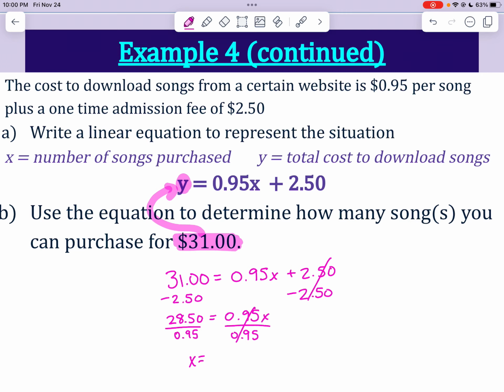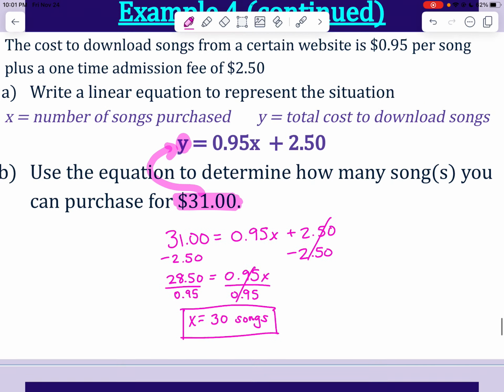So X is equal to $28.50 divided by 95 cents, which is equal to 30 songs. And I am going to put the units, songs, because it's not $30. We already know the total was $31. We need to know the amount of songs. So we purchased 30 songs if we spent $31.